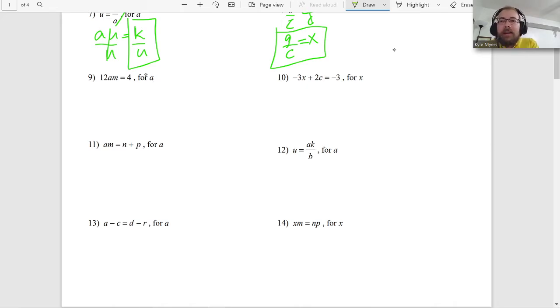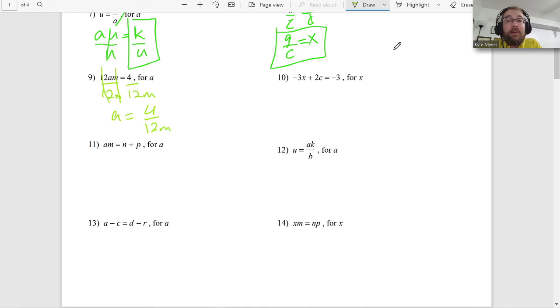Anyways, number 9, we're going to solve for A. All right, so 12am. I don't know if they did that on purpose. We're going to divide both sides by 12, right? Because we want to get rid of the 12. But how about this? Let's just divide both sides by 12m, because then that'll get rid of the m as well. A is equal to 4 over 12m.